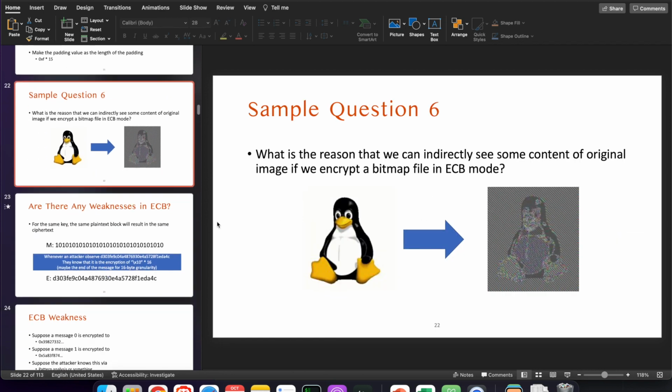And sample question number 6. What is the reason that we can indirectly see some contents of the original image if we encrypt a bitmap file in ECB mode? This question is about pointing out the weaknesses of the ECB. The weakness was that the message will be encrypted to the same ciphertext for the same plaintext. So some of the patterns of the plaintext will be leaked in the ciphertext. The image will not be directly the same, but we can see the shape of the internal contents.